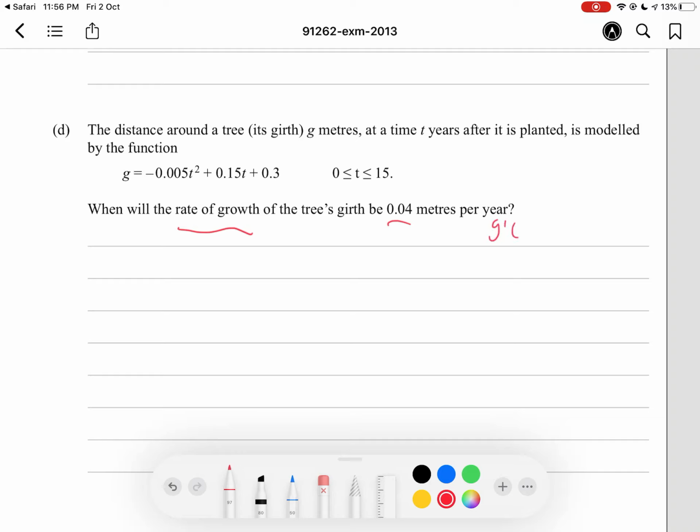So that's basically saying that g dash of t equals 0.04 because that is the rate of change. So once again, we need to find the derivative to find out g dash of t. So g dash of t equals negative 0.01 t squared plus 0.15. And if we substitute 0.04 into our equation, we can find when the rate of change of the girth will be 0.04 meters per year. So 0.04 equals negative 0.01 t squared plus 0.15.